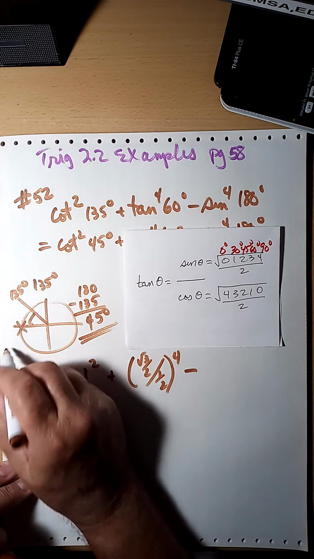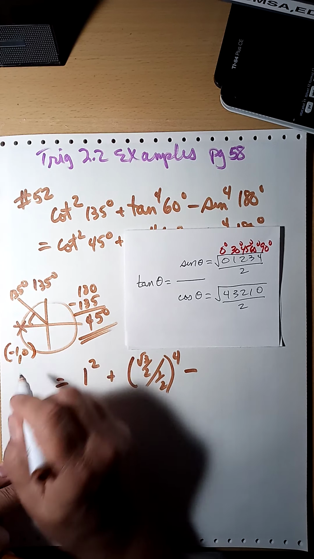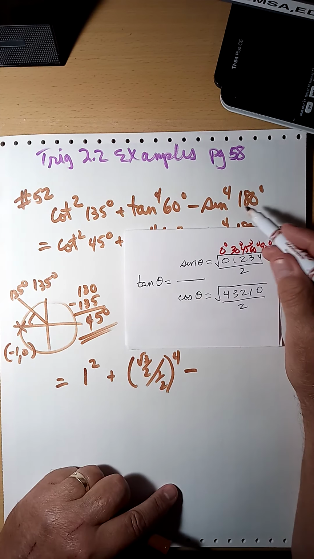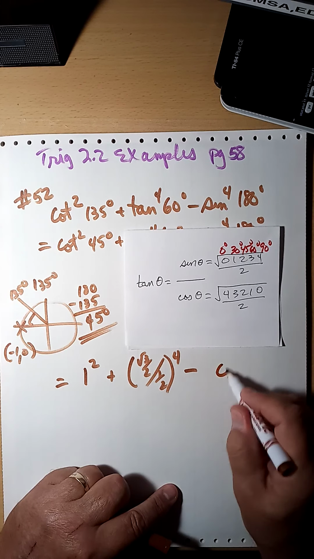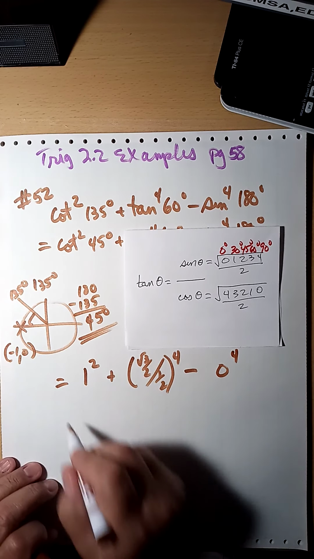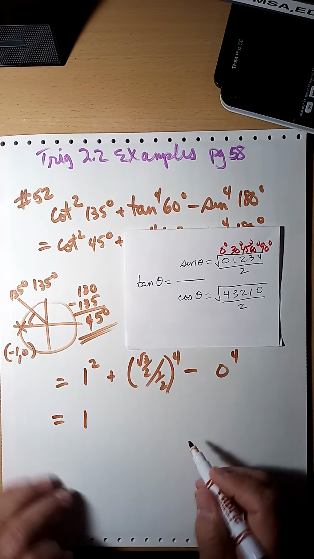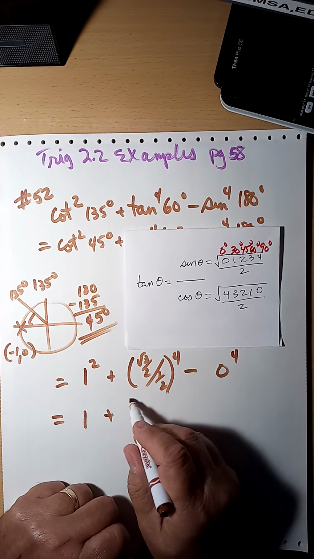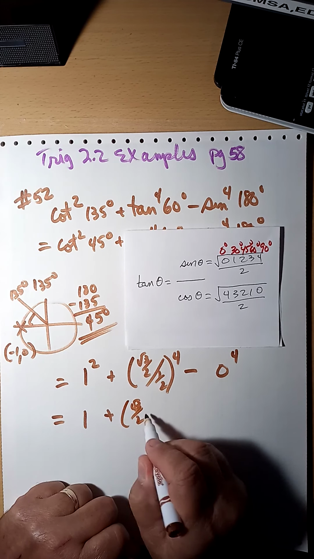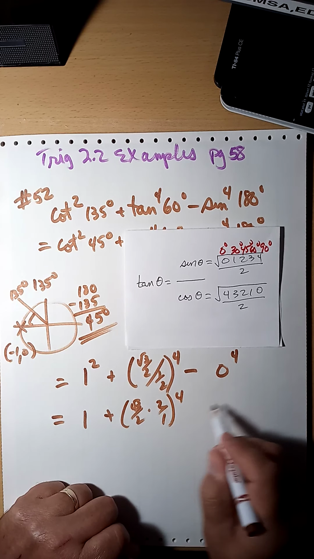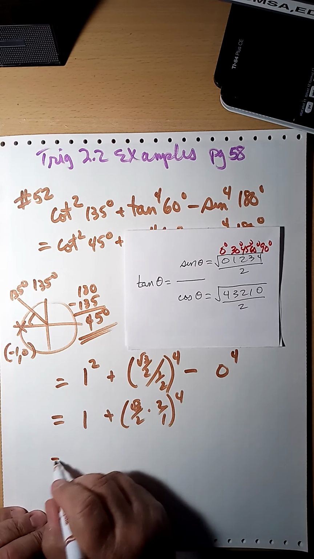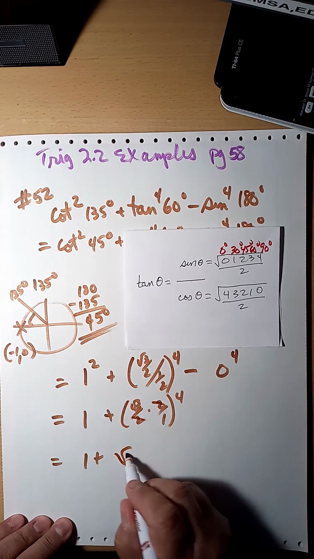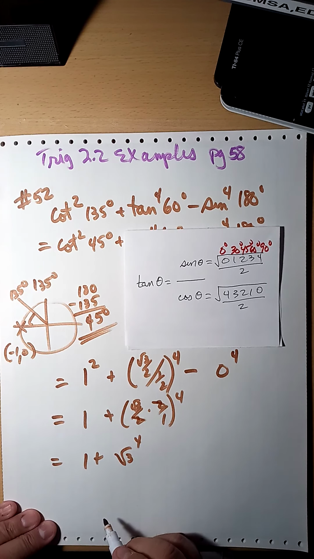Y at this point, this is the point -1, 0. Y is 0. Doesn't matter what r is. So the sine of 180 is 0 to the fourth power. So this is 1. Before we take this to the fourth power, let's invert square root of 3 over 2 times 2 over 1. 0 to the fourth is just 0. And the 2's cancel, so this is the square root of 3 to the fourth power.